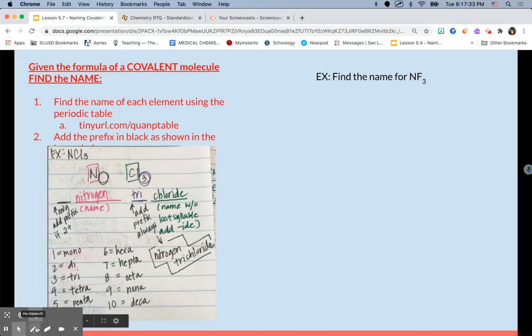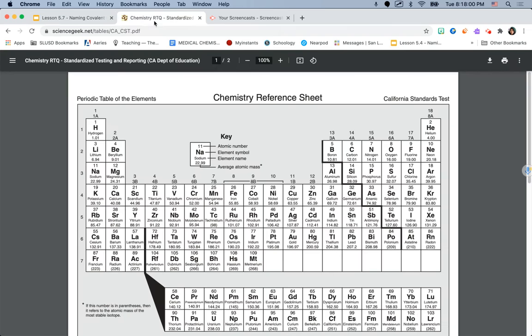So here I have 2 elements. I can tell there are 2 elements because I see 2 capital letters, right? So capital N means I have this element N, and then I see capital F next to the number 3, so I have 3 of the Fs. If you don't know what these names are already from doing so much chemistry, you can always check your periodic table.